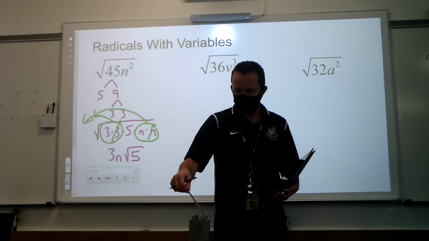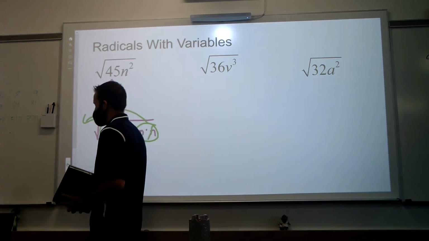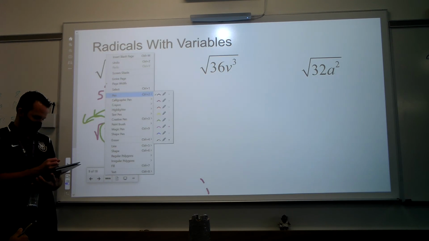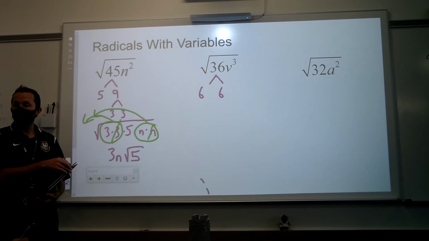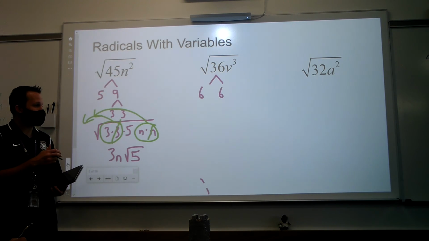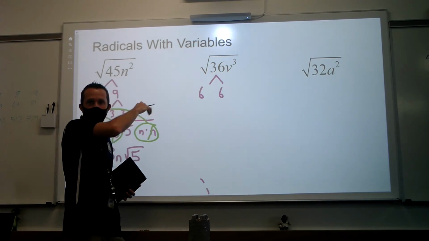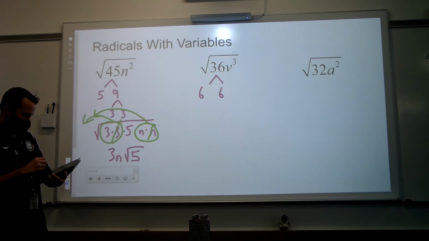Okay, let's go to the next one. Antonio, help me out with this one. How would you simplify this? 6 times 6. Yeah. Now, can I stop there? Do I need to keep breaking down 6? So you could, and you get 2 and 3 and 2 and 3. But if you get buddies right here, you can stop right there. And that just makes it so you don't have to write as much. And then, so let's do this.